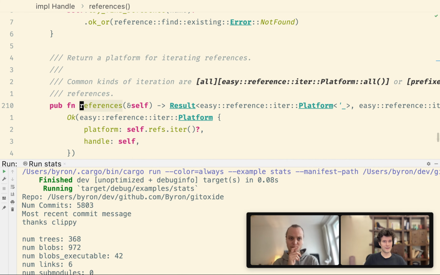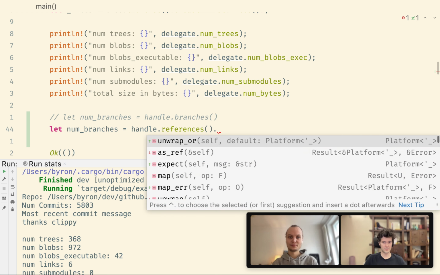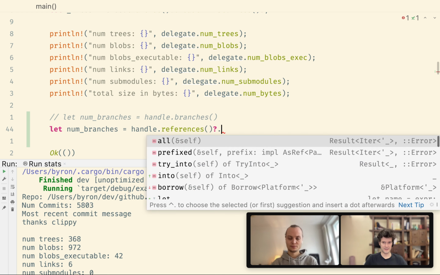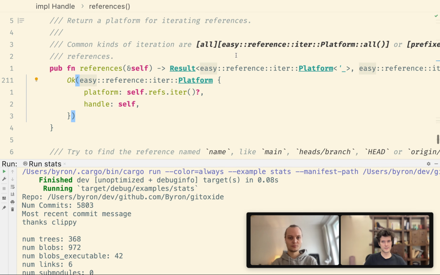So we have references. Return a platform for iterating references. So platforms, that's a term I try to make a thing. Platform is this intermediate object that gives you more options. Oh, okay, so that can error. Can that error really? Okay, why? That's interesting. Why can that?